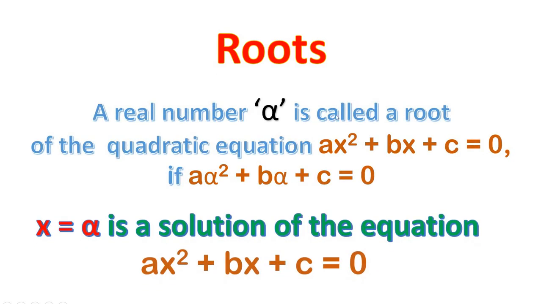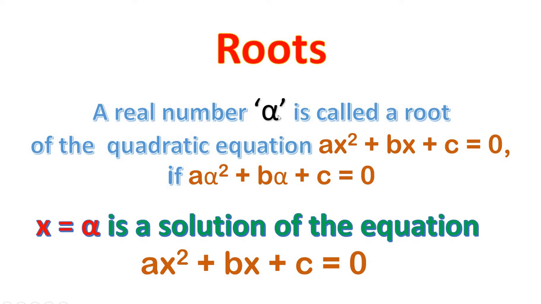A real number alpha is called a root of the quadratic equation ax square plus bx plus c equals 0 if a alpha square plus b alpha plus c is equal to 0. So any real number alpha is called a root of the equation when we substitute that value in place of x and the whole expression becomes 0.